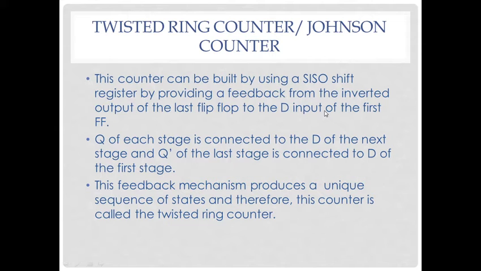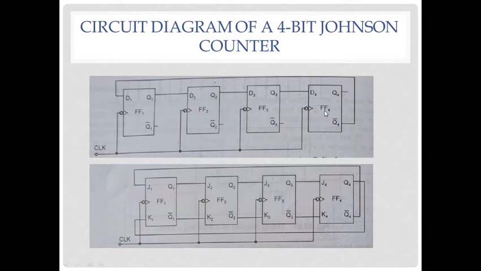In an ordinary ring counter, the Q of the last flip-flop was connected to the D of the first flip-flop. In order to convert that into a Johnson counter, what we have to do is connect the Q dash of the last flip-flop to the D of the first flip-flop. Now, how does this feedback mechanism produce a unique sequence of states? Therefore this is called a twisted ring counter.